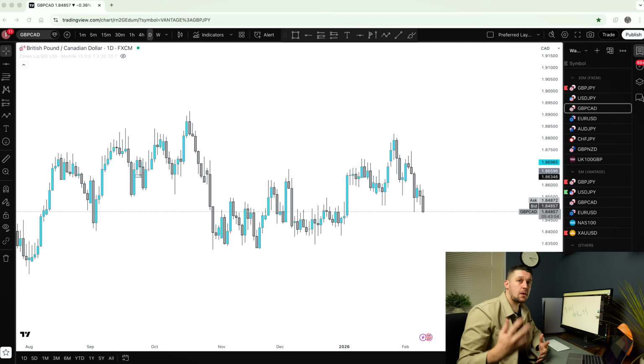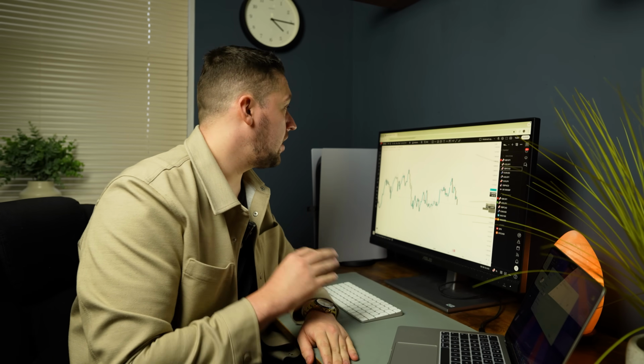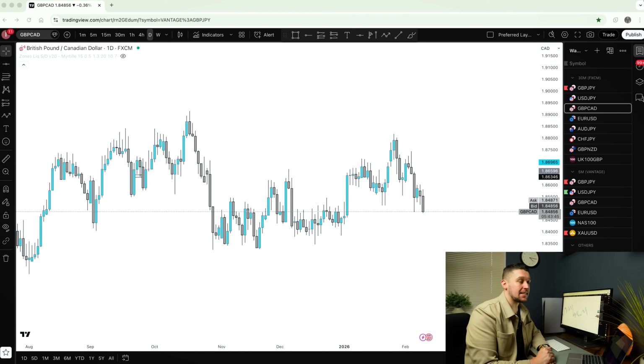So we're going to start by going through a top-down analysis together, and I'm going to be using an actual live example that's playing out right now, and we're going to be going through GBPCAD. And I'm going to start by going on the higher time frames, and then I'm going to work my way down to the 30-minute time frame, which is actually where we'd look for our entry point and our strategy.